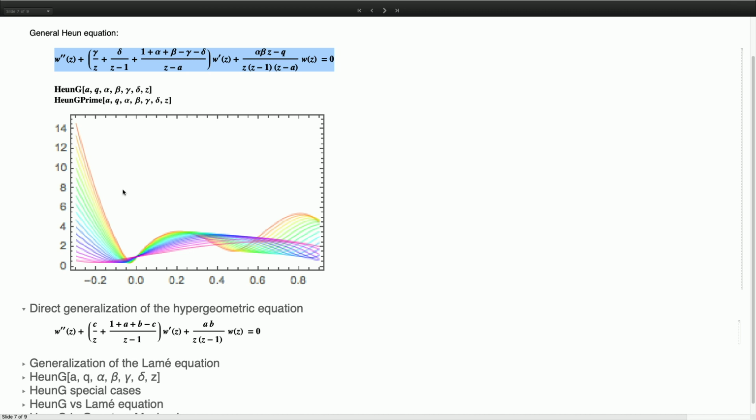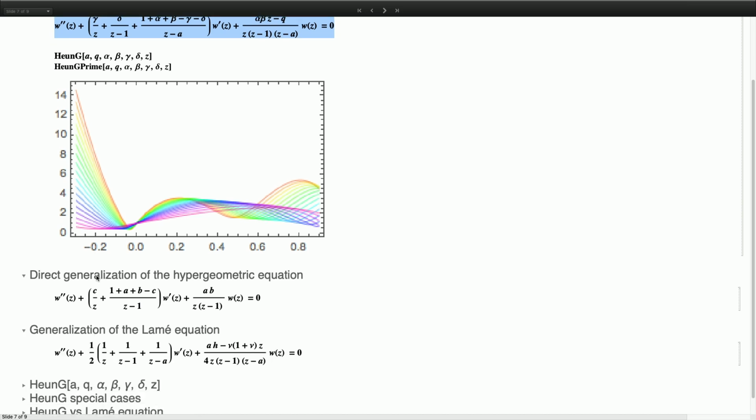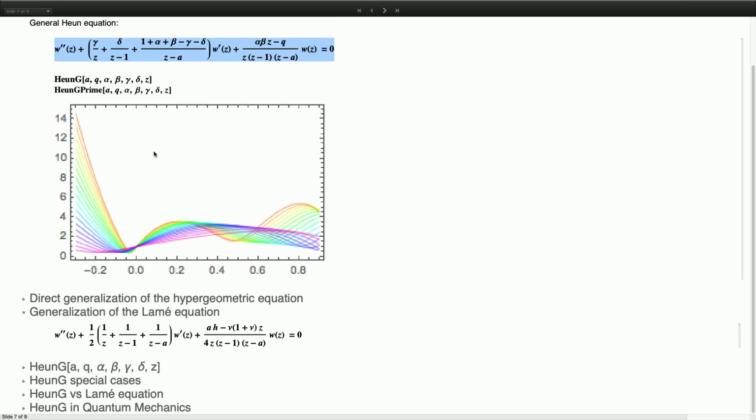So, of course, the solutions of the Heun equation include the hypergeometric functions. Also, the Heun equation is a generalization of the Lamé equation. So let's take a look at this. This is a Heun equation, and this is the Lamé equation. So the Lamé equation is just a specified Heun equation with specified parameters.